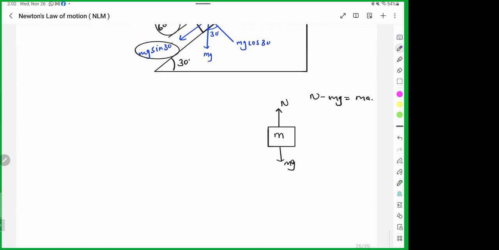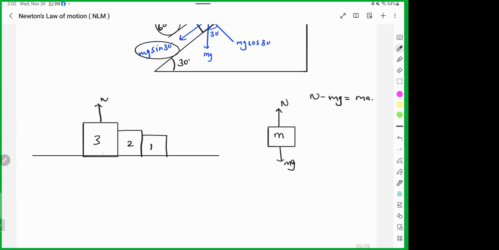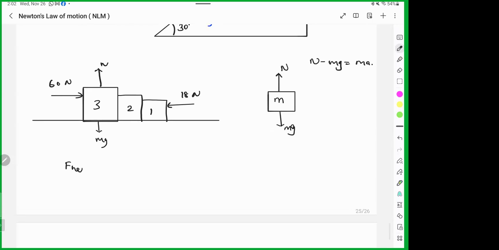But if you take the normal situation, if we took the same masses in plane mode, like this, you have 3 kg mass, 2 kg mass and 1 kg mass. Now what will happen here? The normal will counter mg, so net there is 0. Now you only look at these forces: 60 Newton here, 18 Newton here, and then the net force in this case, F net, will be equal to mass into acceleration. F net value will be 60 minus 18 is equal to mass 6 into a. We have to calculate acceleration. 42 equals 6a, so a value would have been 7 meter per second square.